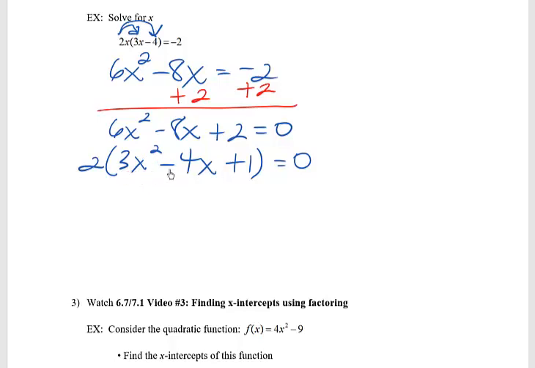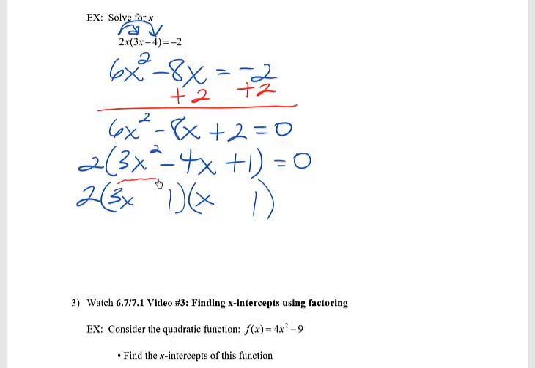I count my terms in here. I've got 3 terms, which means, again, this is either a reverse FOIL or an X box. It looks very easy to me to do reverse FOIL, but if you want to do X box, go ahead and pause the video and do that. But what I notice is 3x squared, there's only one way to make that, 3x times x. And when I look at the back, the number 1, that's about as easy as it gets. There's only one way to make that, and that's 1 times 1.